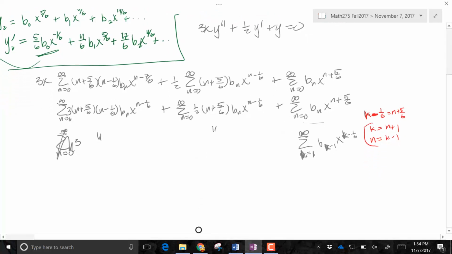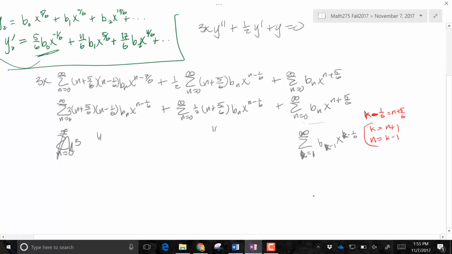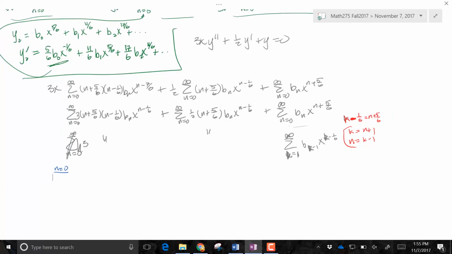All right. So now from here, maybe it's worth changing colors again. I want to take my n equals 0 out, or k equals 0. Did we switch to k? Are you guys okay with switching to k? Just say yes. All right, k equals 0.